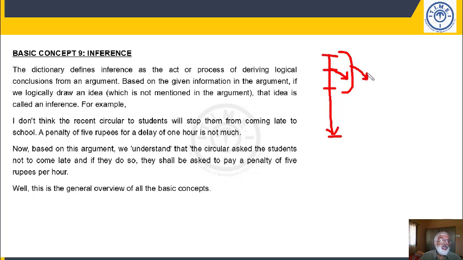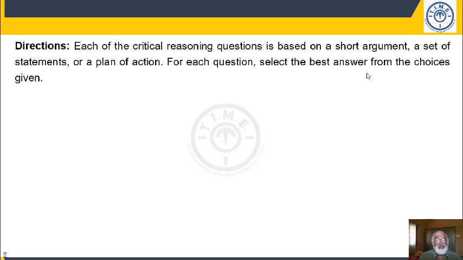Okay, so this is a general overview we've had of all the basic concepts. Now let's look at a few questions. But before that, I'm going to remind you of a few things which you really must keep in mind. Since I've got a blank space here, I will use this red pen that I have, and we will talk about a few things.